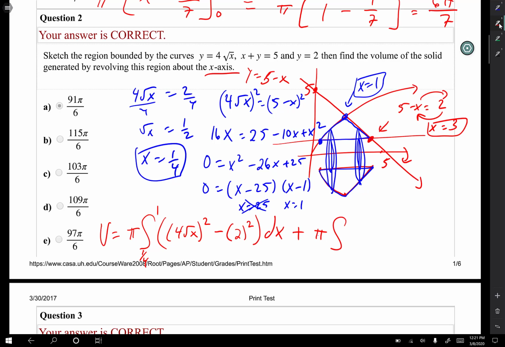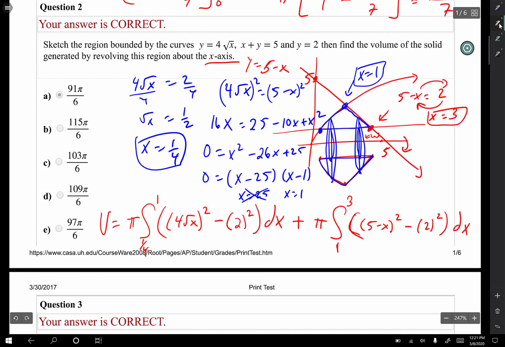Let's see, on this second one here, this is my second one. And big R is the distance to that linear line. So from 1 all the way to 3. And that's going to be 5 minus x. So 5 minus x, close it squared, minus, and again, that's 2 squared. Close that, and then put a dx. And there it is, guys.